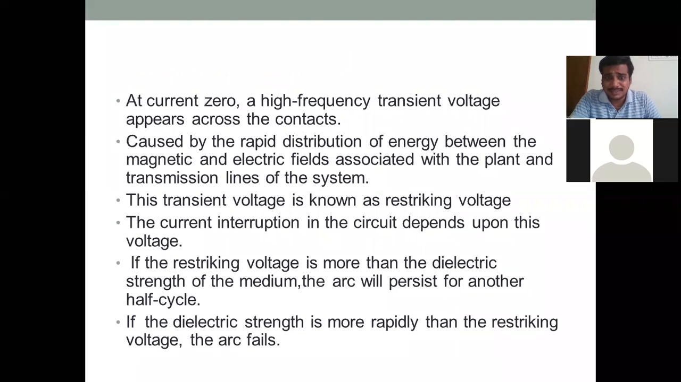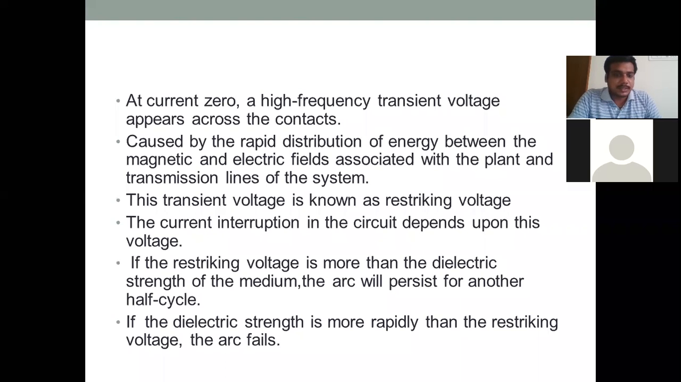Why this restriking voltage happens is due to the distribution of energy between the magnetic and electric fields, because you can see that there will be some magnetic coils. So the rapid distribution of energy between magnetic and electric fields, with the generating plants and the transmission lines of the system, produces these transient restriking voltages. So this transient voltage is called a restriking voltage.